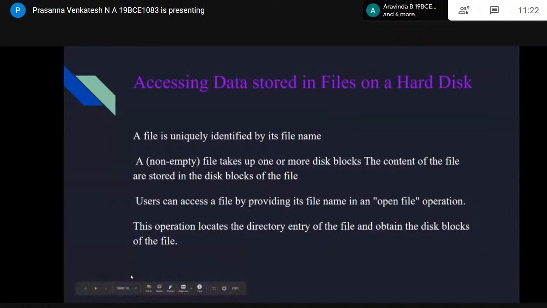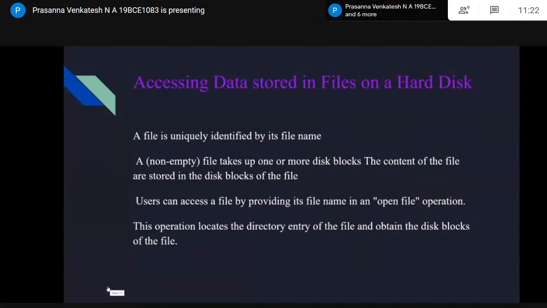With the directory block, we can know where the file is located. A file can be uniquely identified by its file name. The file name for a non-empty file is always unique. With the help of that only we can open a file. You can access the file by the open file command, which opens the file.